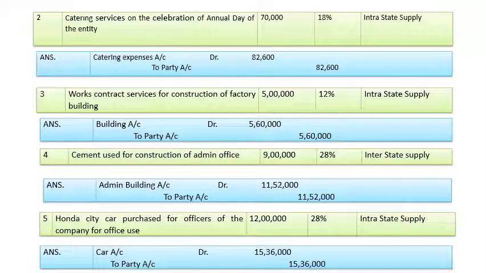So you have to remember when GST is available and when GST is not available. If it is available, then it is to be recorded separately. If it is not available, then it is to be added into the cost price of a particular asset, particular goods or particular services.